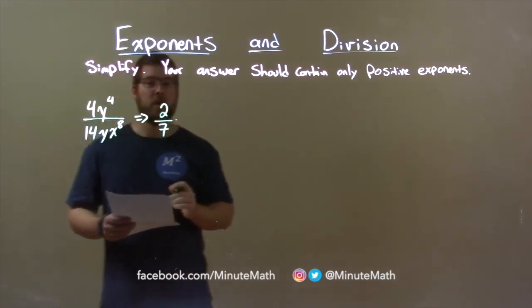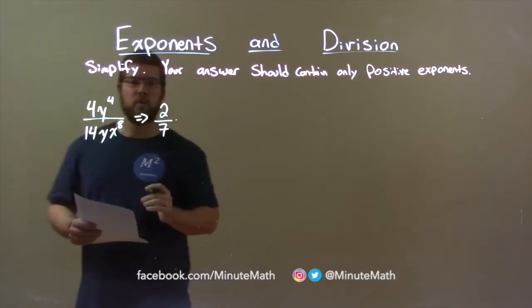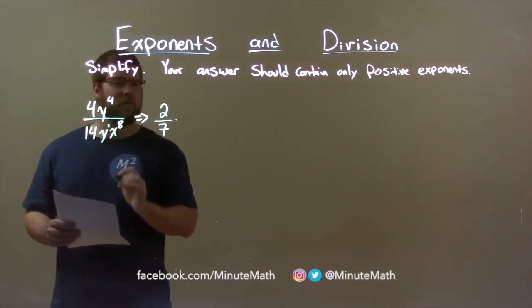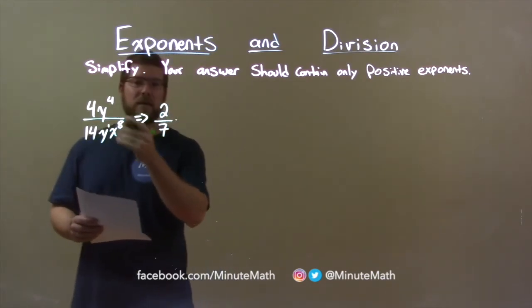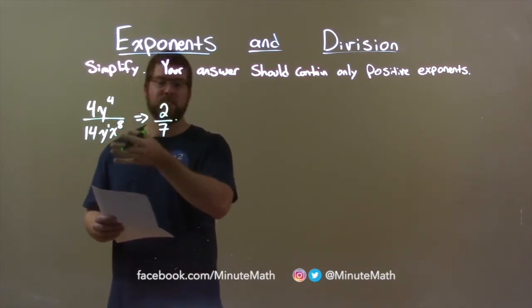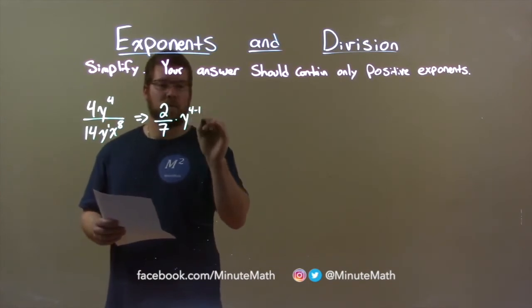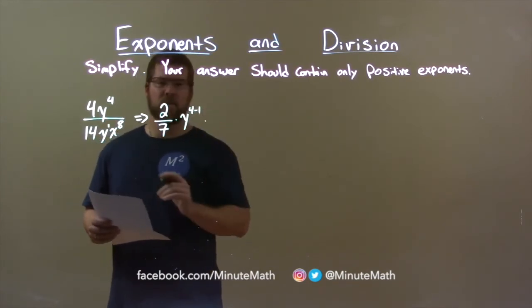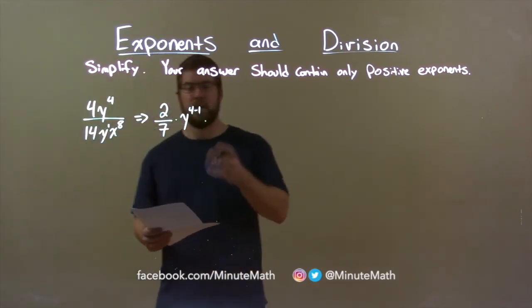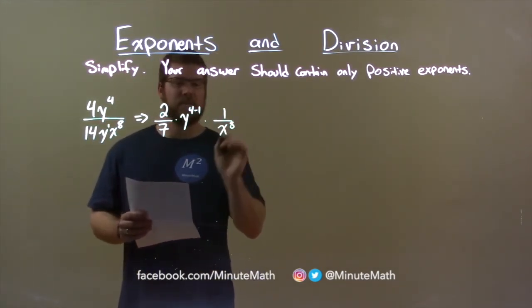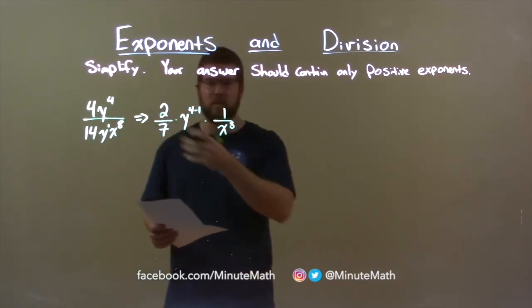Now let's deal with the variable y. We have y to the 4th power over y. Now, the denominator y is y to the 1st power there, and when we divide variables that are the same, we subtract the exponents. So we have y to the 4 minus 1 power. Now the second thing, we have x to the 8th power in the denominator, and we can rewrite that to be 1 over x to the 8th. Okay, there's no other x to simplify with.